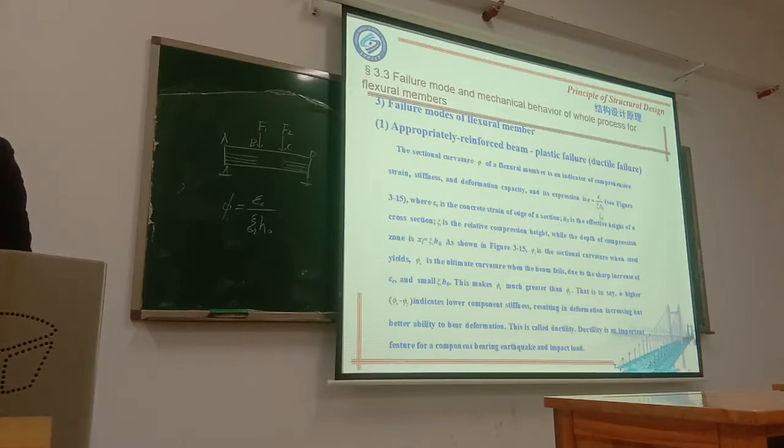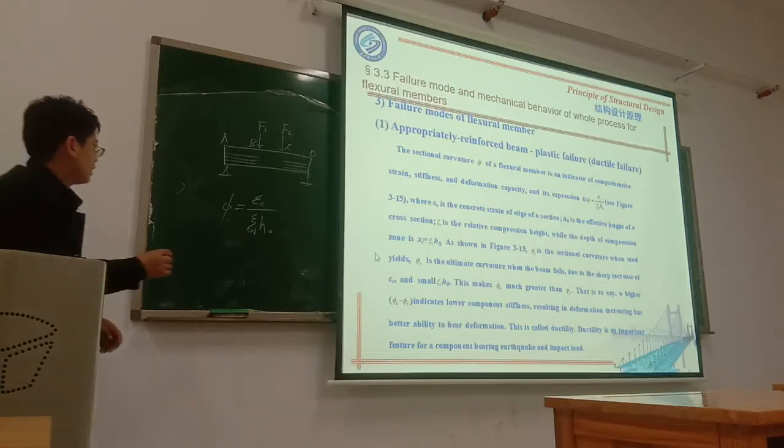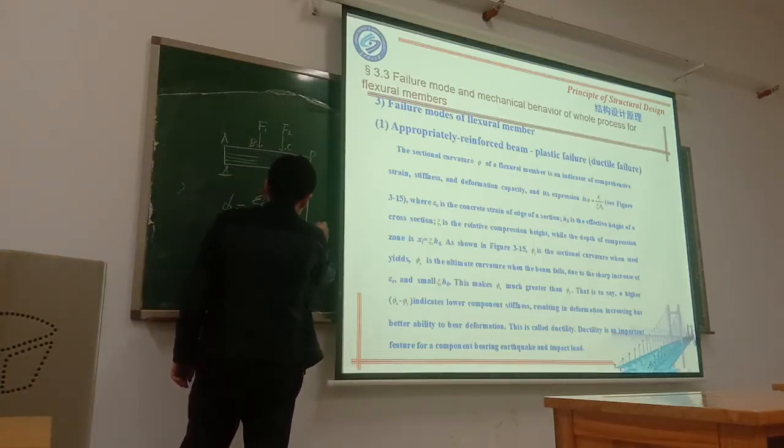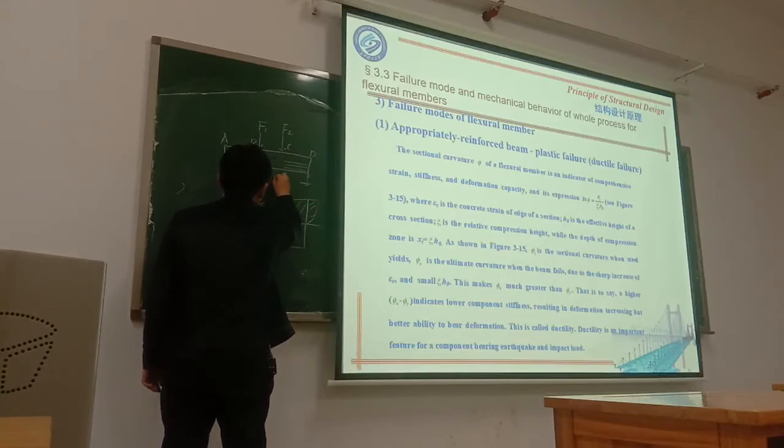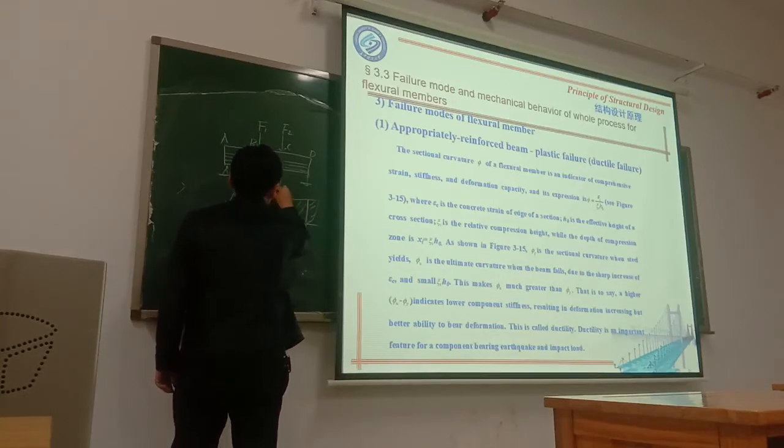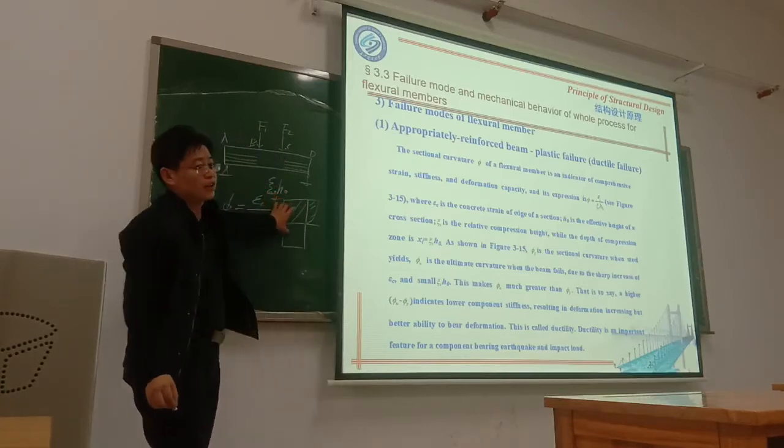And kc, what does kc mean? Relative compression height. The depth of the compression zone is kc multiplied by h0. So this distance, they use kc h0, is the compression height.